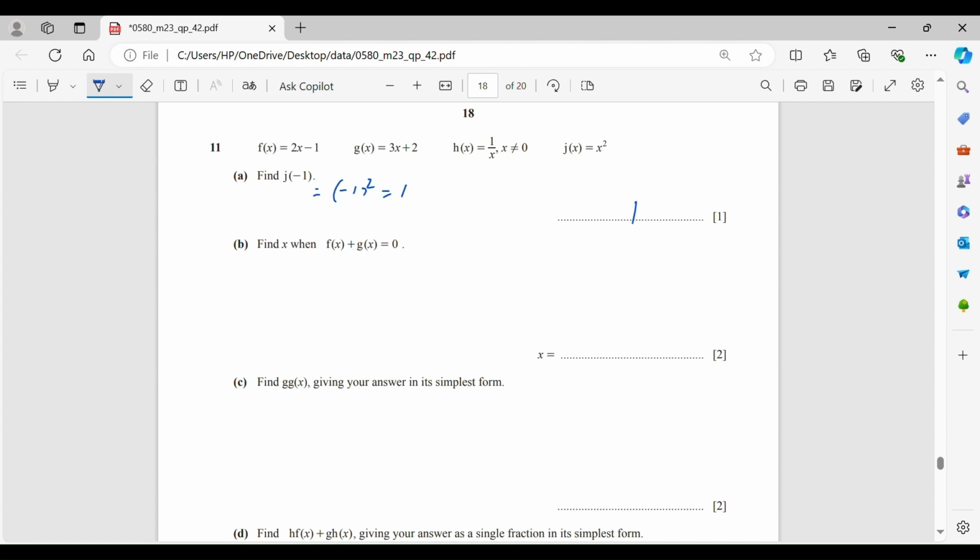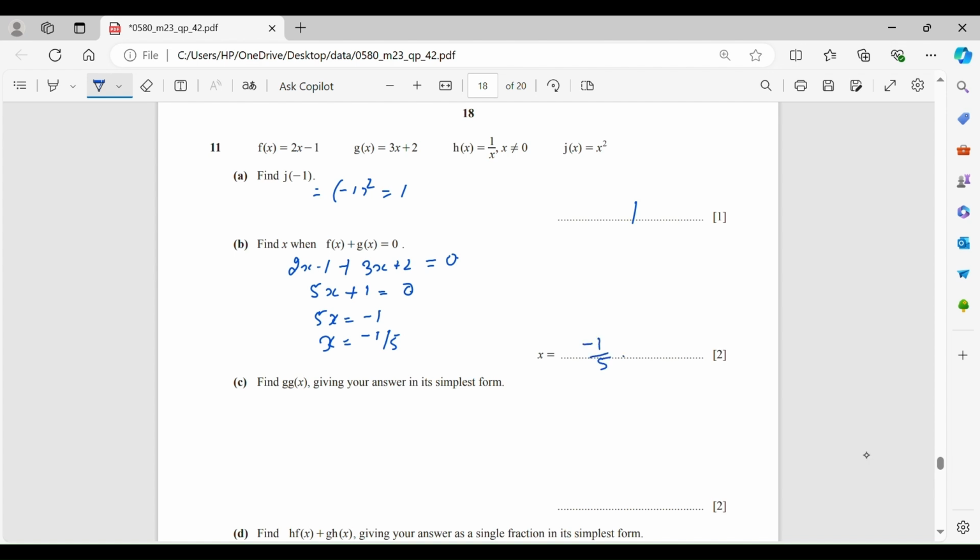Next part, find x when f of x plus g of x is equal to 0. So f of x is 2x minus 1 plus g of x is 3x plus 2. This is equal to 0. So 2x plus 3x is 5x, minus 1 plus 2 is plus 1. This is equal to 0. Now 5x will be equal to minus 1, x will be equal to minus 1 by 5. So our answer is minus 1 by 5.